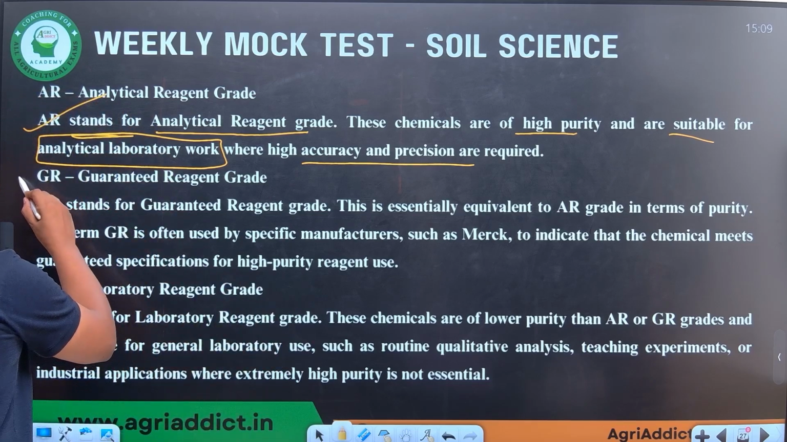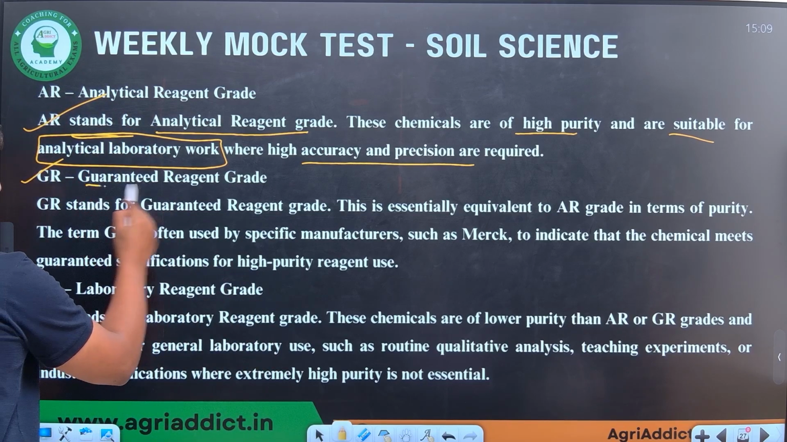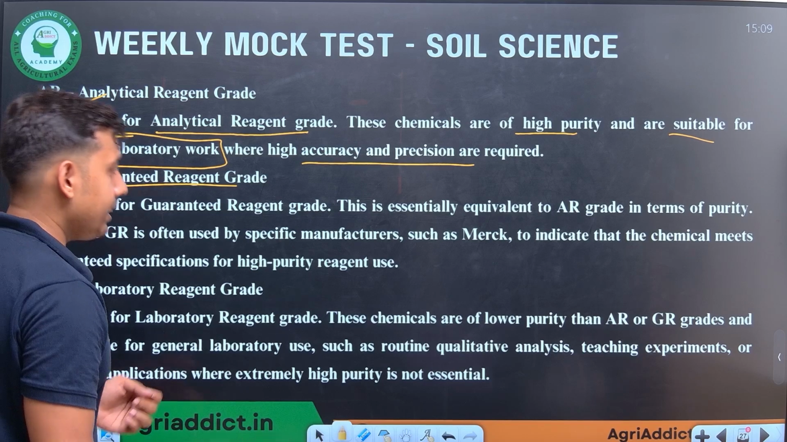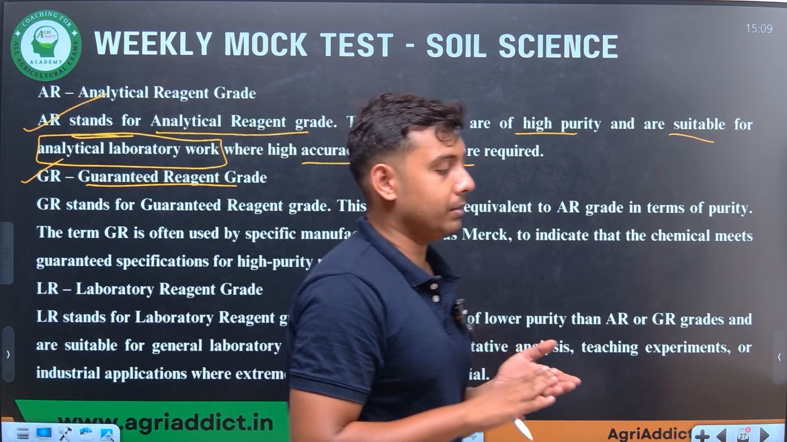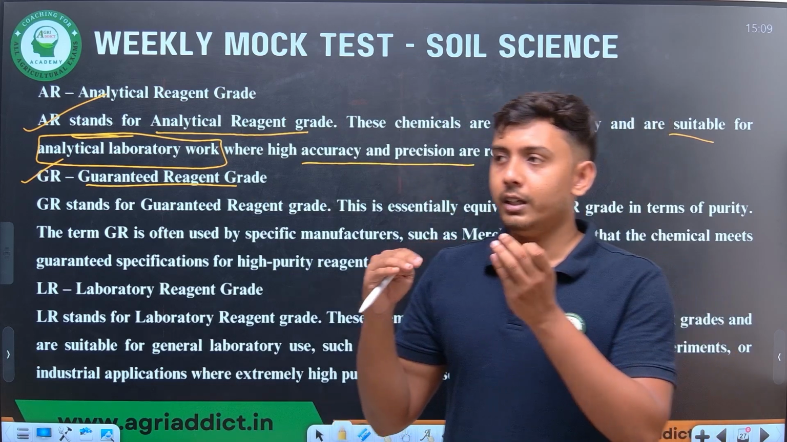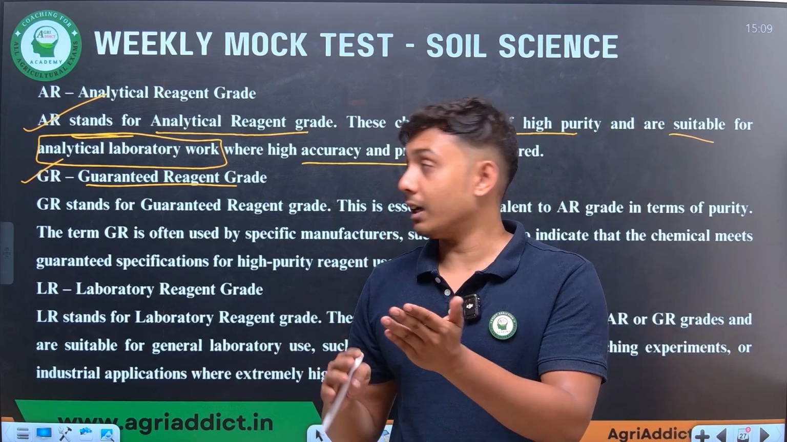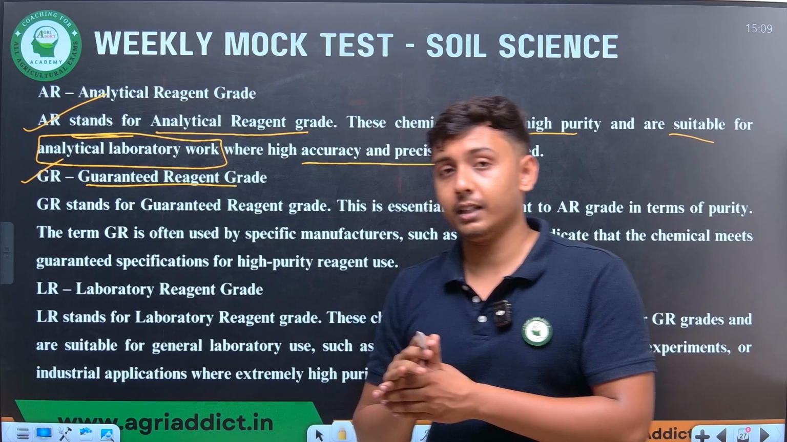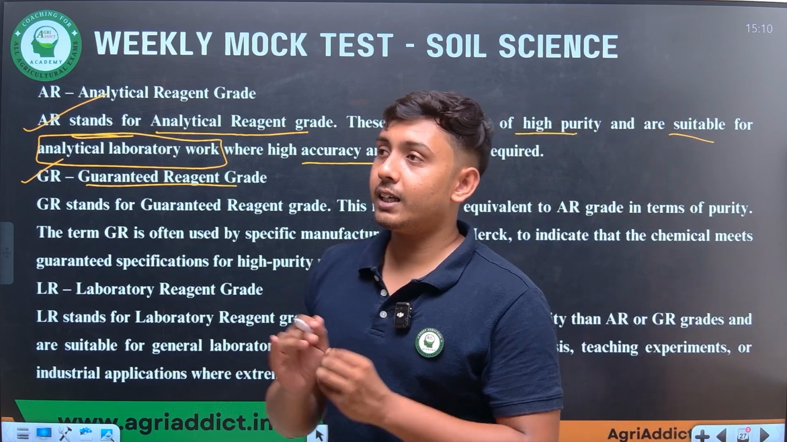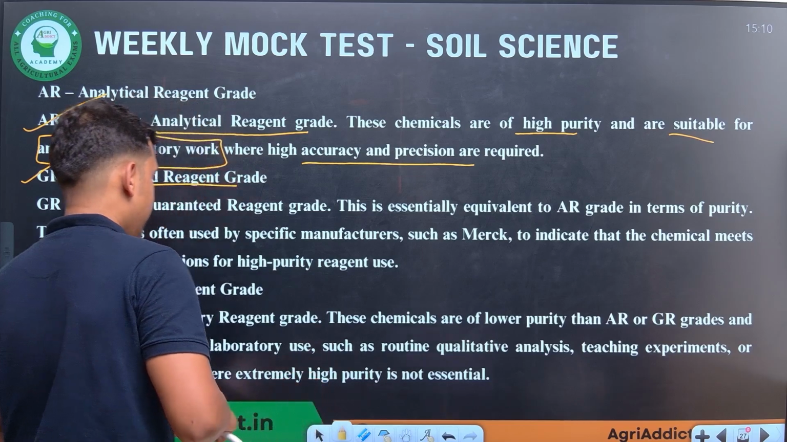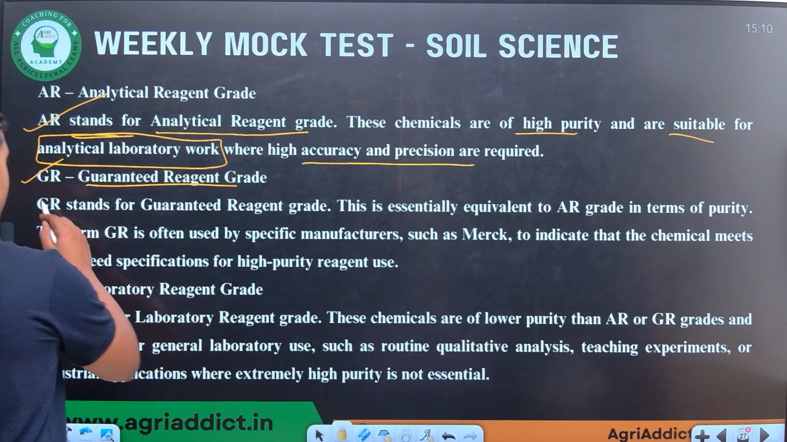GR, the full form of GR, is guaranteed reagent grade. It is also very high in purity, and some companies use the term GR instead of AR, that is analytical grade. But usually analytical grades are more superior than GR. So it is also in the high purity range.